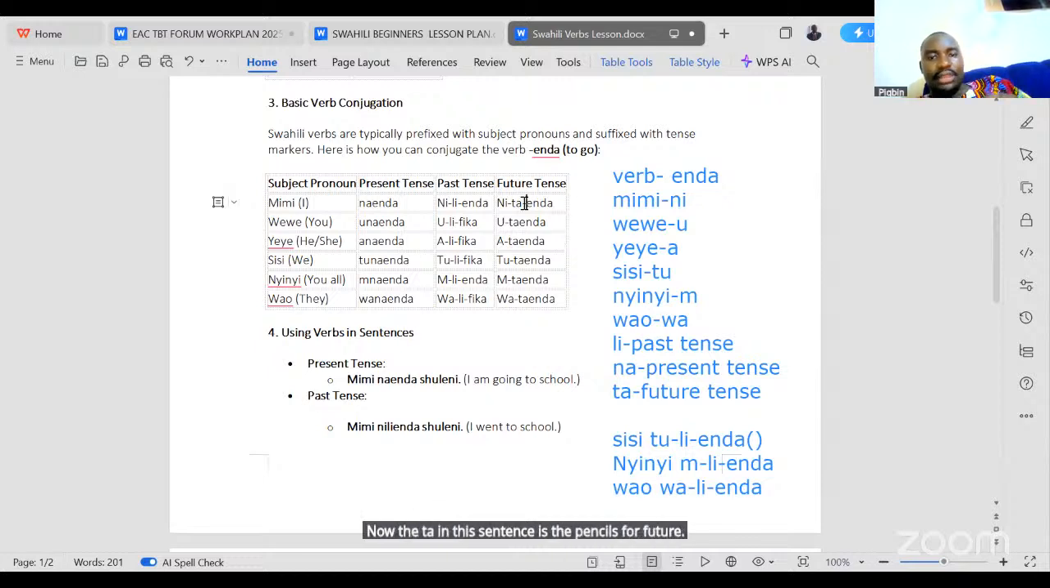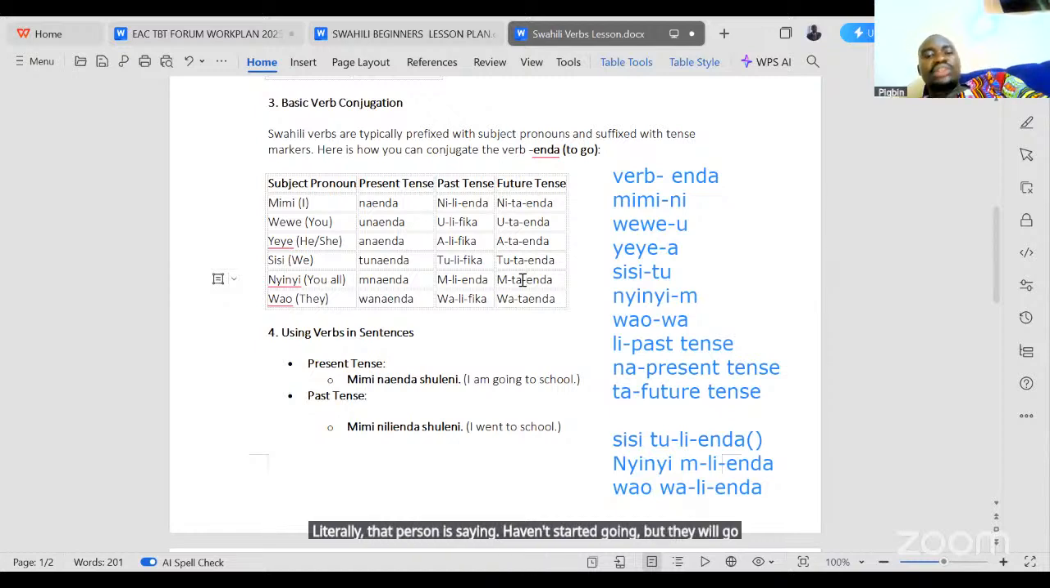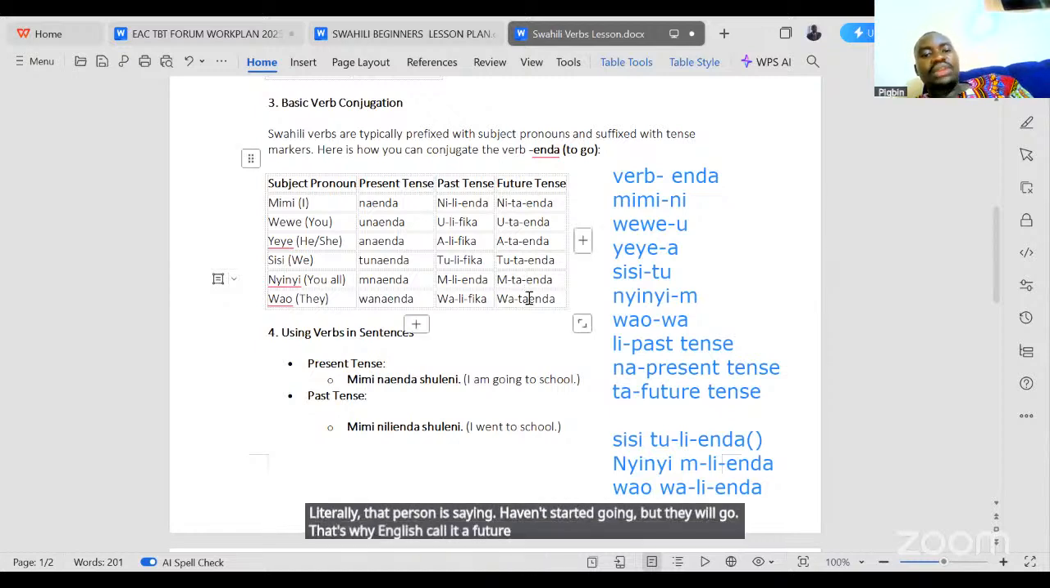So ta will remain ta because we are all talking about the future. So it's all ta, ta, ta, ta, ta, because ta is standing for the word future. So if somebody says nitaenda, you already know that person is saying they will go. They haven't started going, but they will go. That's why English calls it a future tense. It's an action that will happen in future. They will go. It's not happening.